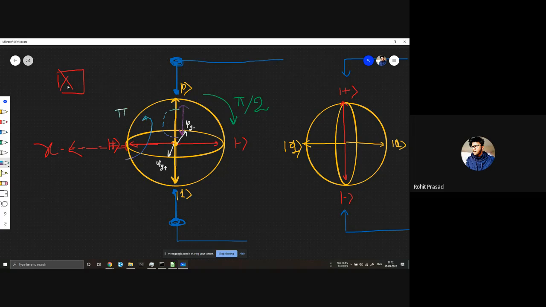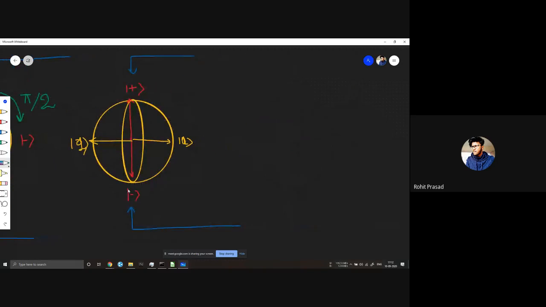So if we apply x on 0, it becomes 1. We rotate it by 180 degrees. What we did here is the same: we rotate it by pi by 2. It takes H to do that. You can do the same with Ry pi by 2 as well. It will do the same thing.